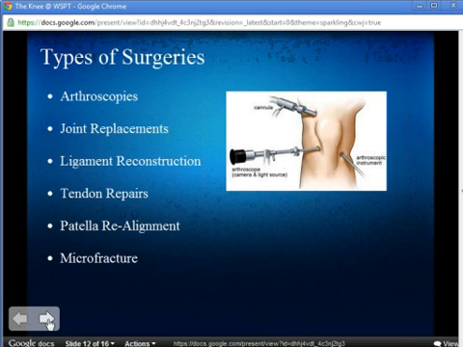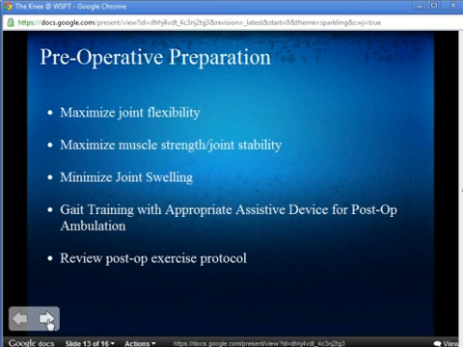Tendon repairs: if the muscle is completely torn, again, that's almost a necessary surgery. Patella realignment, for people that have constantly dislocating patellas, is another type of surgery, and there's some type of microfracture surgery to realign the knee itself. Sometimes it's necessary.